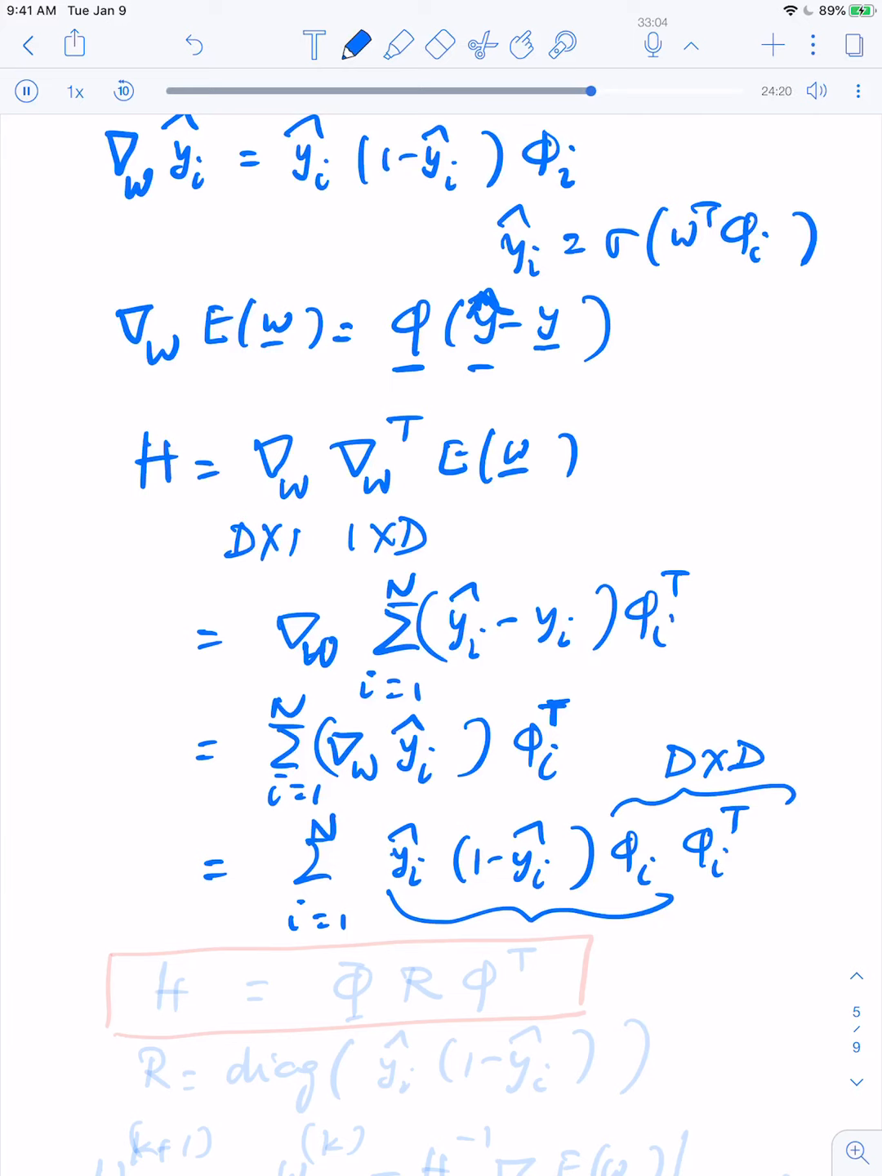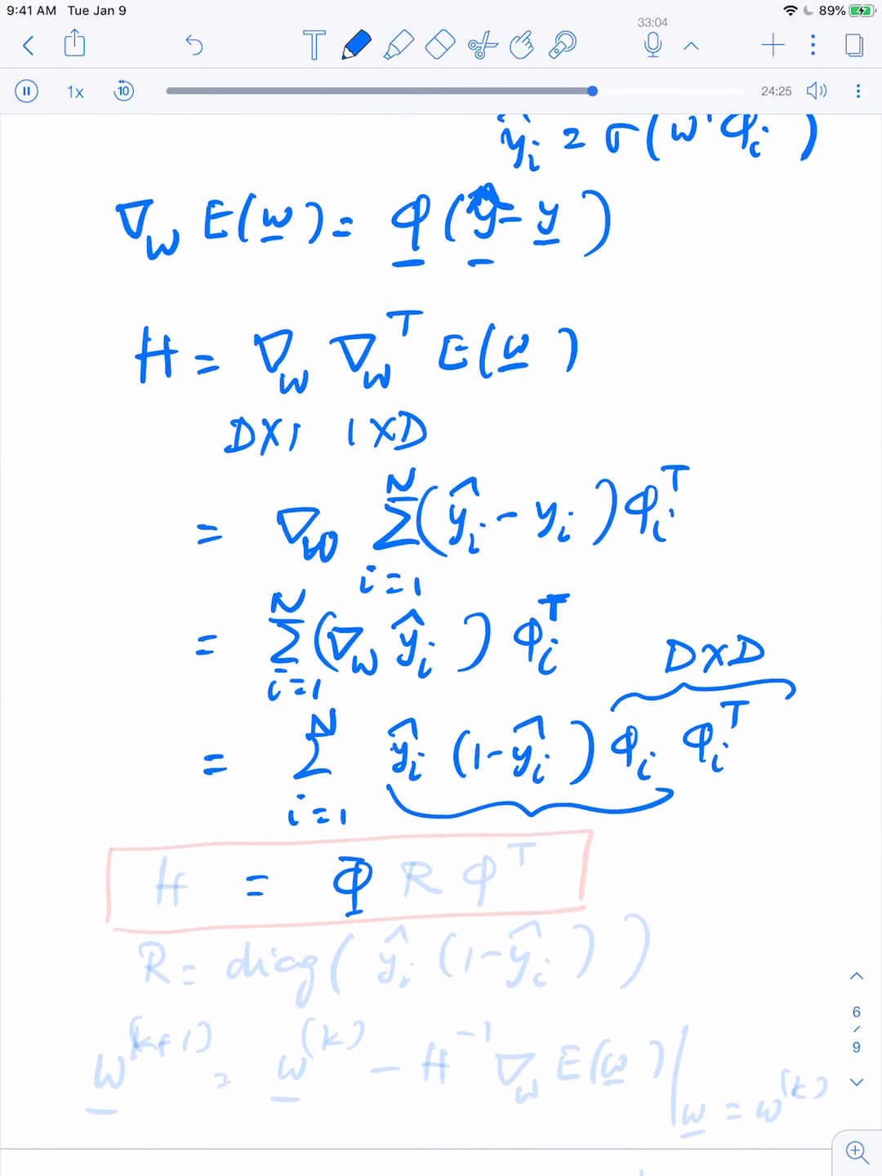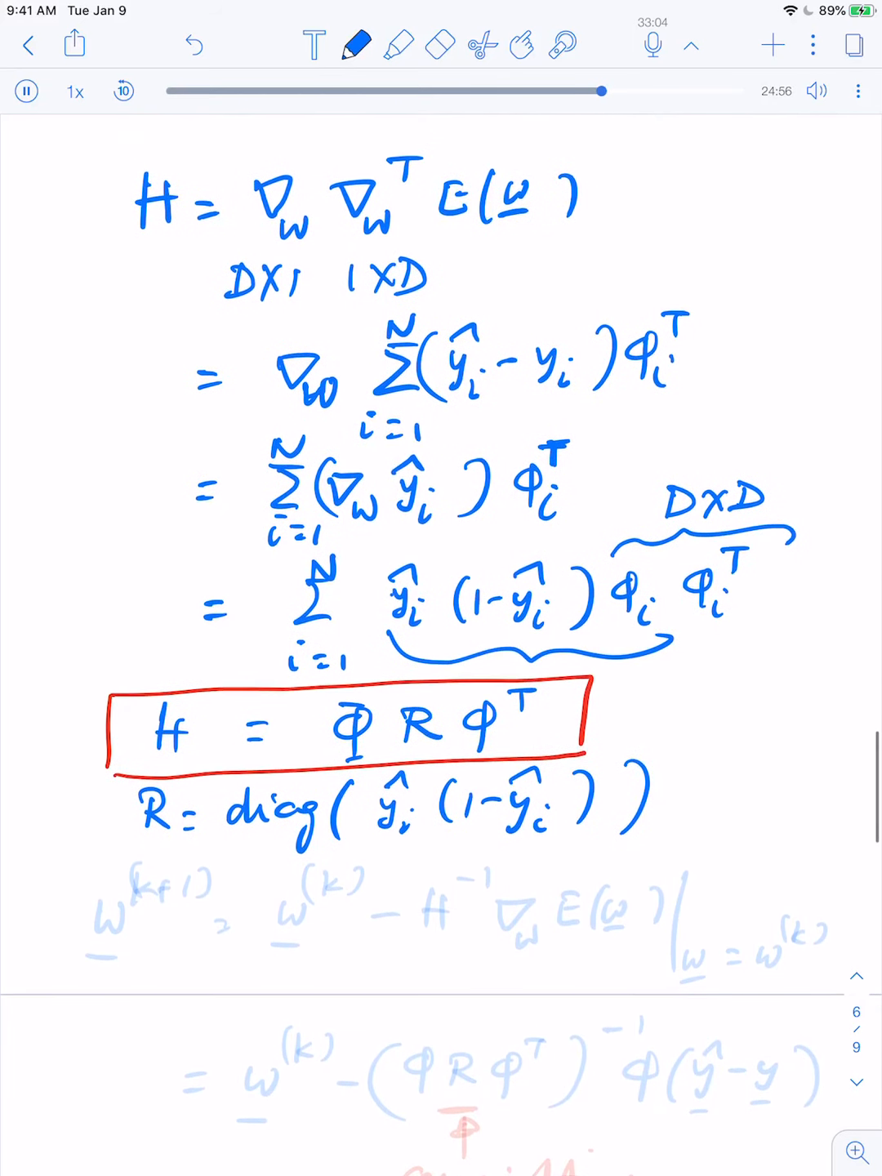And again, this thing can be written in matrix form as, remember the matrix phi, and then I'll put an R here and phi transpose, where basically we are going to be weighing these different phi transpose terms differently. So this R is this diagonal matrix of these yi hat times 1 minus yi hat guys, right? So that's the Hessian matrix. So let me put a little box around that. It's important, right?